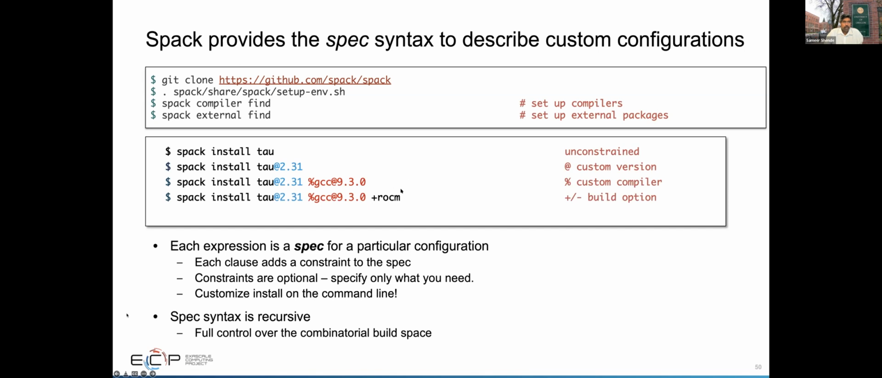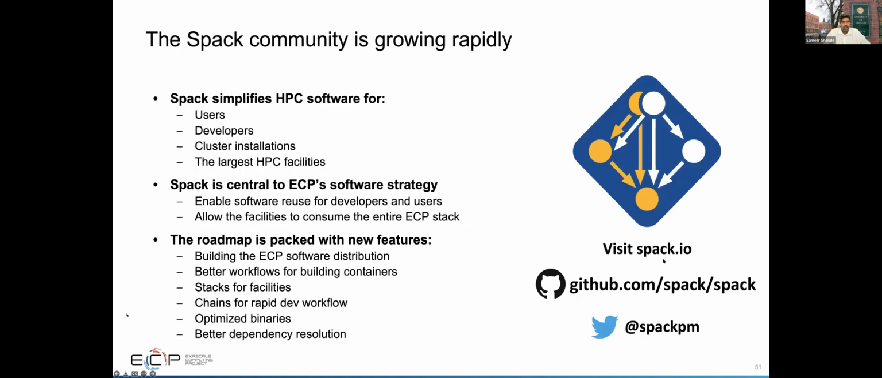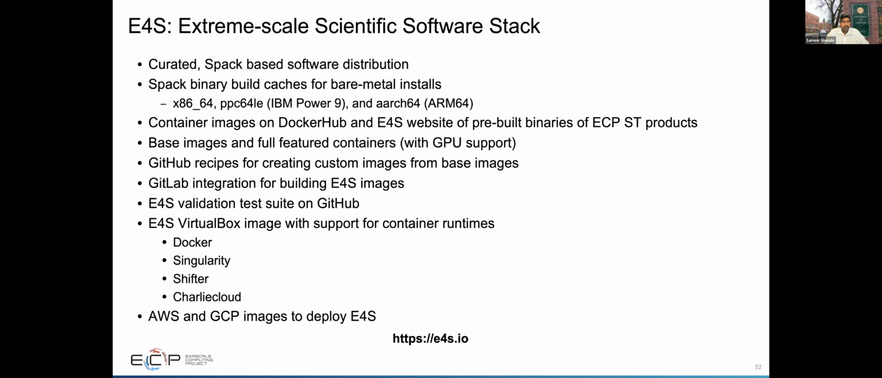So the TAU recipe for Spack understands ROCm build options and other MPI options like this, where you can install TAU easily using the Spack package manager. And it's a very versatile package manager. It has support for thousands of packages and is used in the Exascale Computing Project extensively in the E4S project. And E4S is a curated Spack-based distribution which supports bare metal installation as well as binary build caches, as well as containers for a range of products. And it supports base images with GPU support as well as full-featured containers.